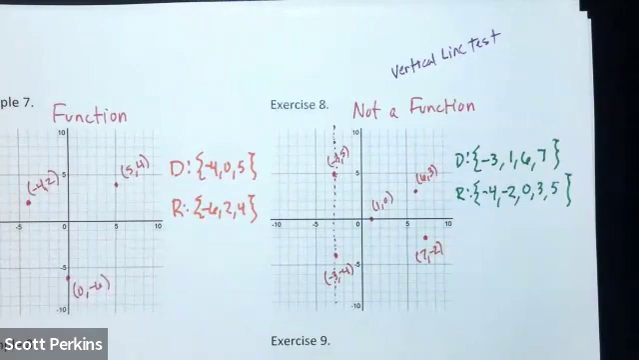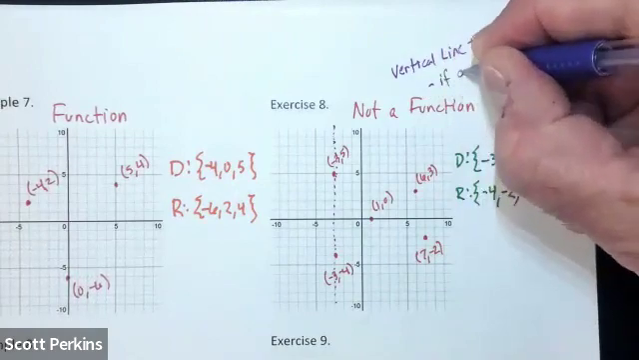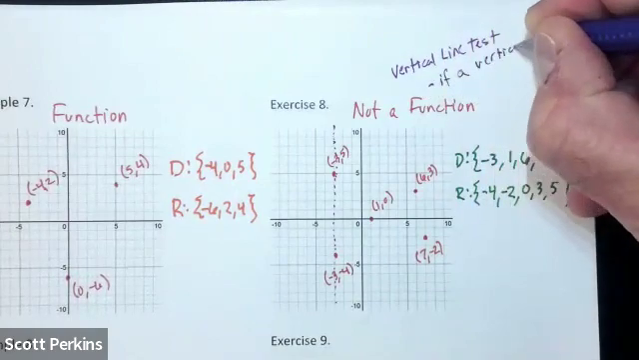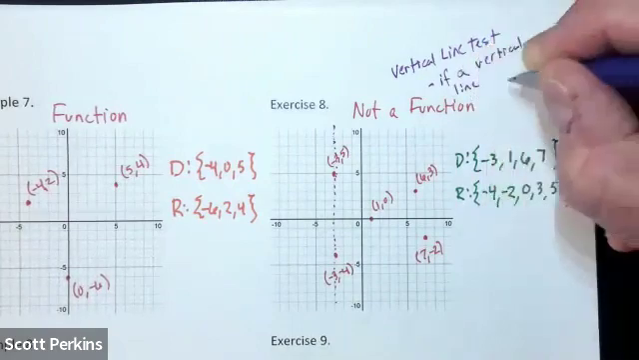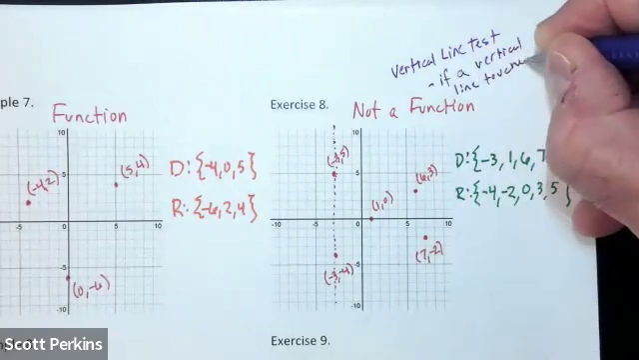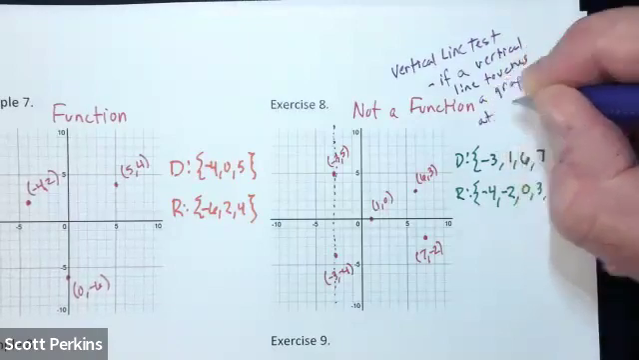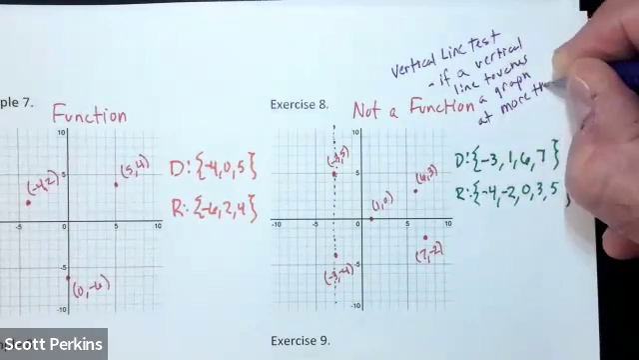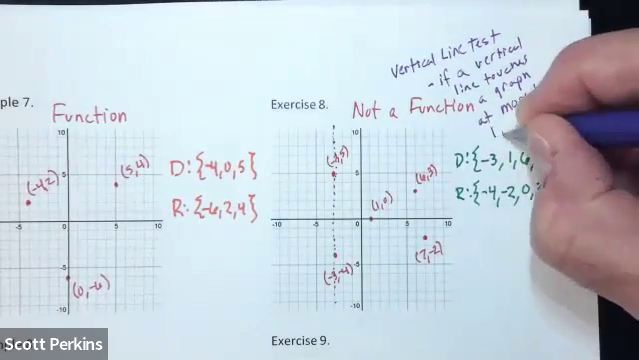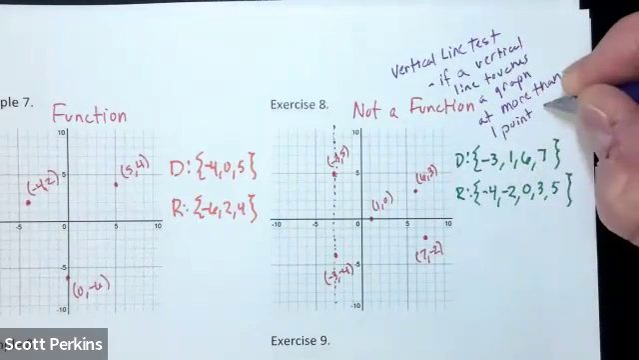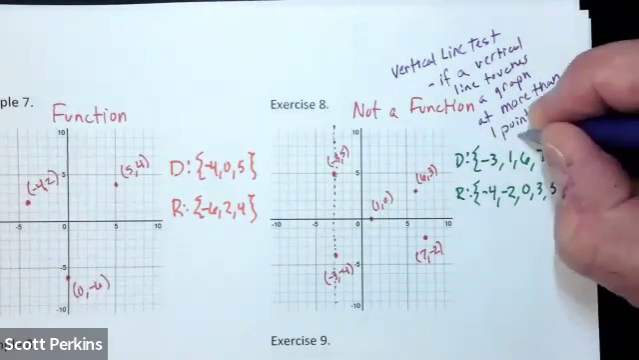And the vertical line test is a quick and simple way to inspect a graph to see if it's a function or not. And the way you determine is if a vertical line touches a graph at more than 1 point, the graph is not a function.